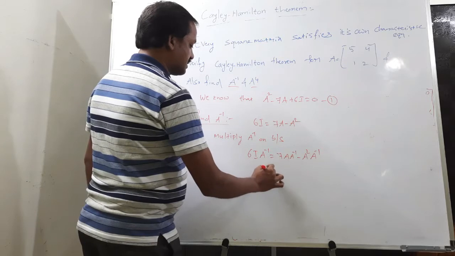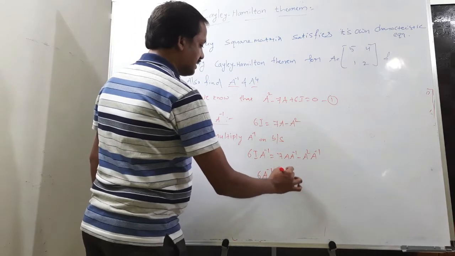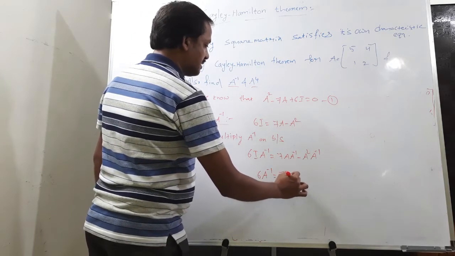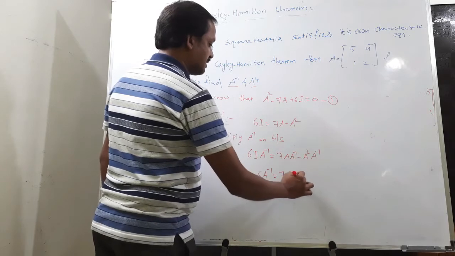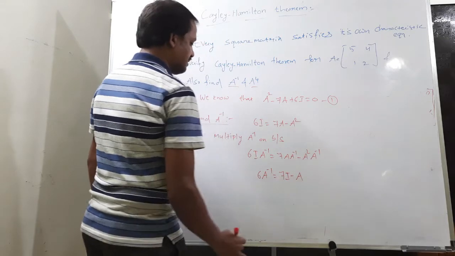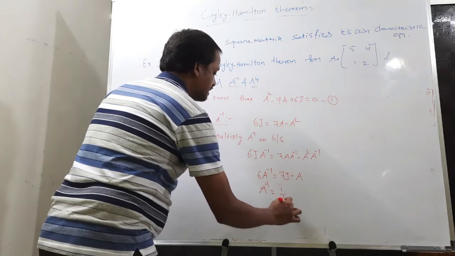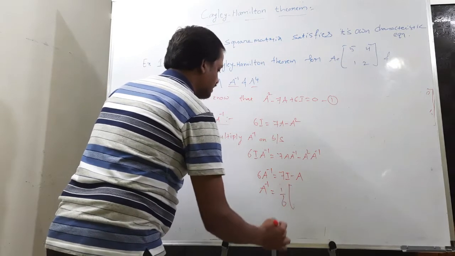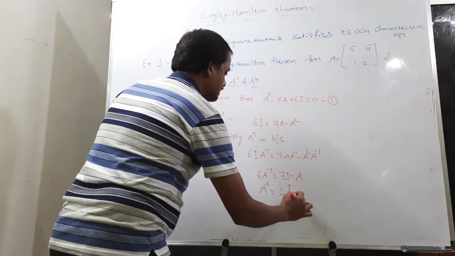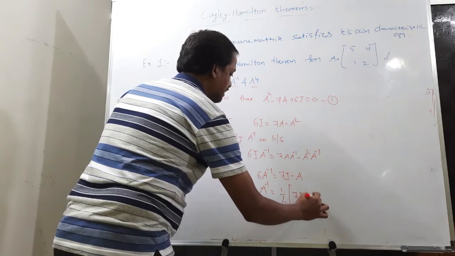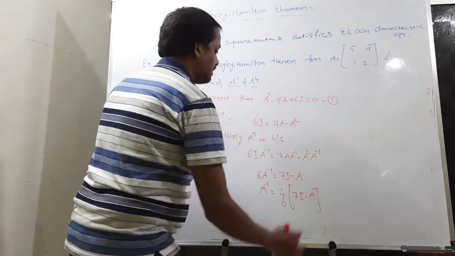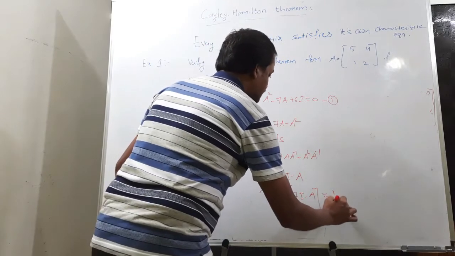So 6 A inverse is equal to 7, A into A inverse is the identity matrix, minus A inverse into A square is A. So you can keep A inverse on the left hand side, remaining is 1 by 6 times (7I minus A). Okay, so 1 by 6 as it is.